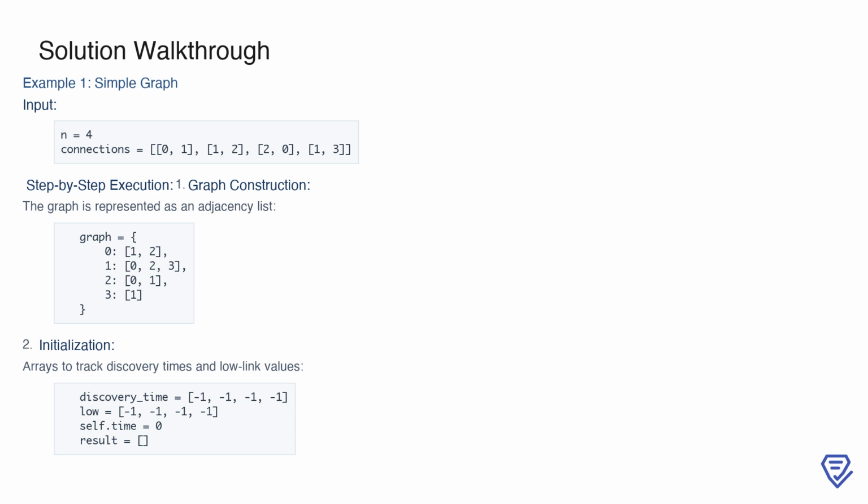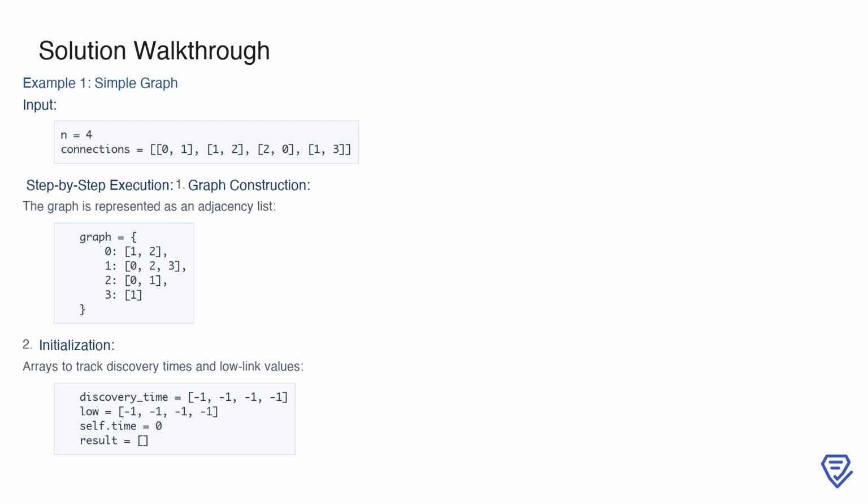To solve the problem of finding critical connections, let's start with example 1, where we have 4 nodes and the given connections. The first step is to construct the graph as an adjacency list, which allows us to efficiently represent and traverse the network. Here, the graph is built such that each node maps to a list of its directly connected neighbors. With the graph constructed, we then initialize 2 arrays, discovery_time and low, which will help us track the discovery time of each node during the depth-first search and the lowest discovery time reachable from each node, respectively.